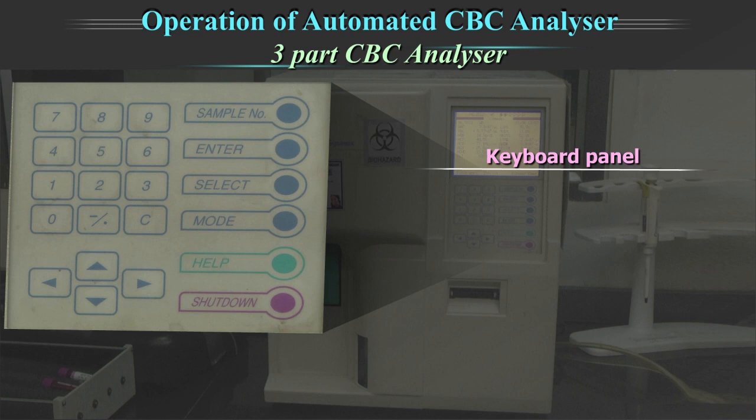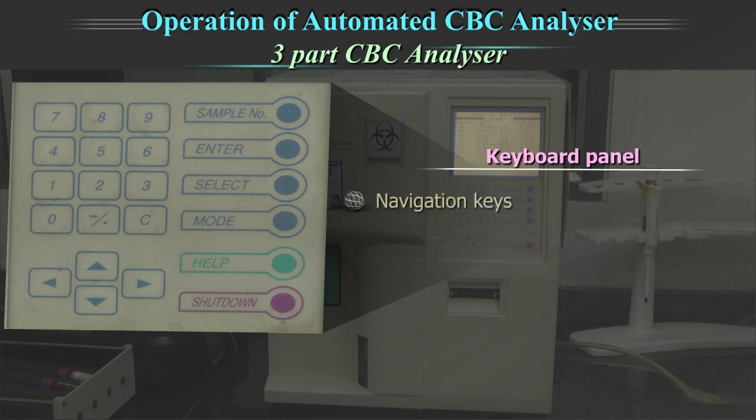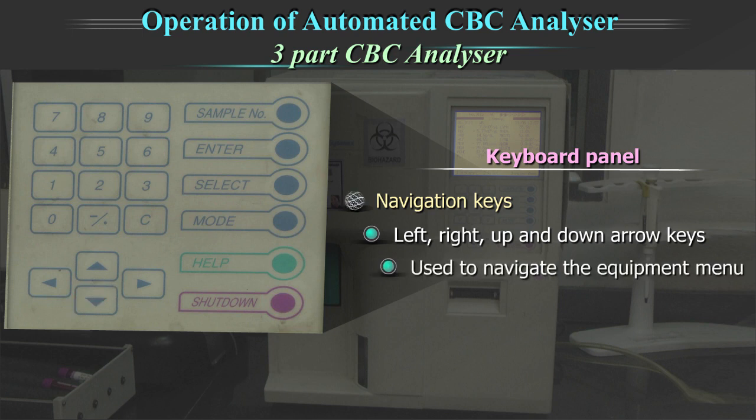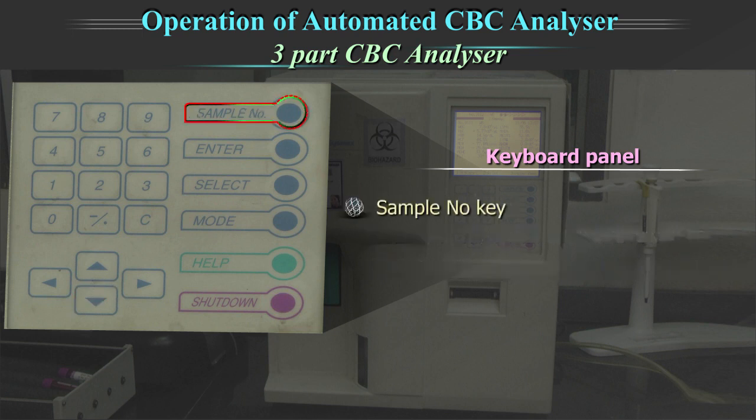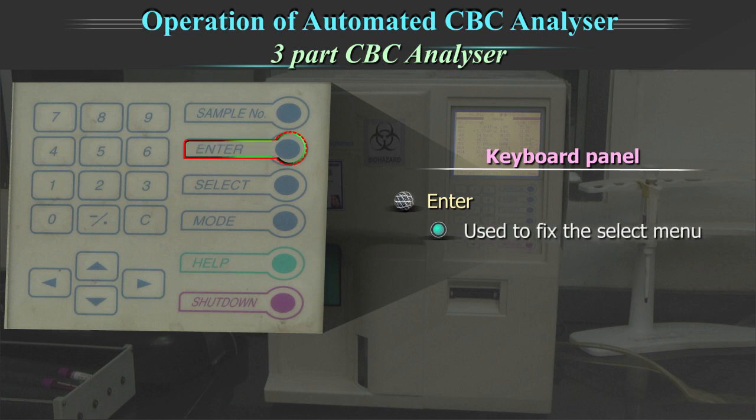The keyboard panel shows numeric keys, navigation keys, and shortcut keys. Numeric keys are used to enter sample ID and quality control values. The navigation keys are used to navigate the equipment menu. The sample number key is used to select the sample number for editing. Enter is used to fix the selected menu.